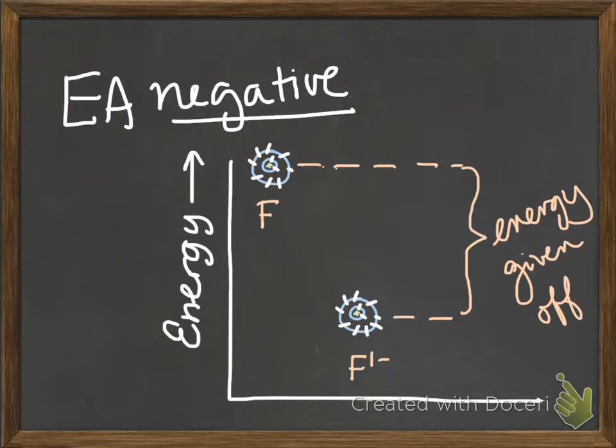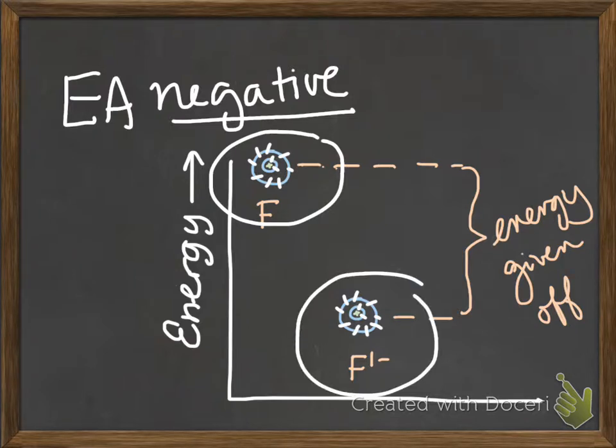It's negative because the starting energy of that atom is higher than the ending energy. To just make up numbers, if this is 100 joules and this is 10 joules, the difference is negative 90 joules. Believe me, these aren't even close to the real numbers.